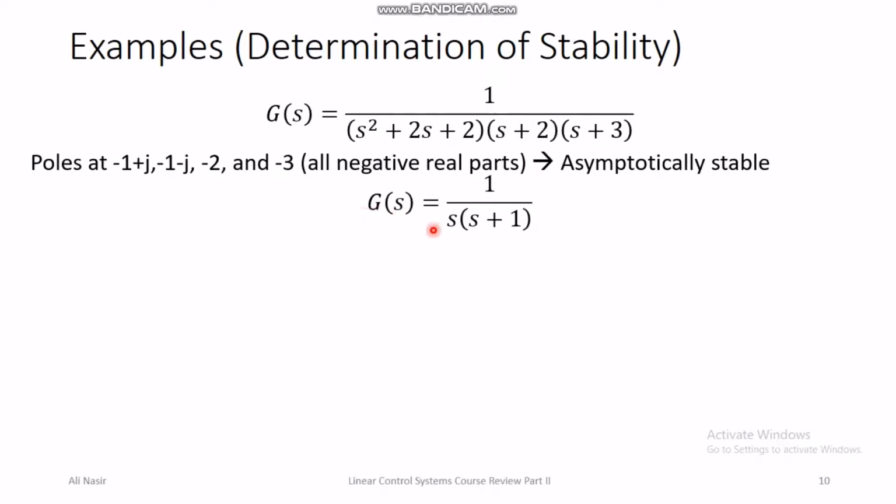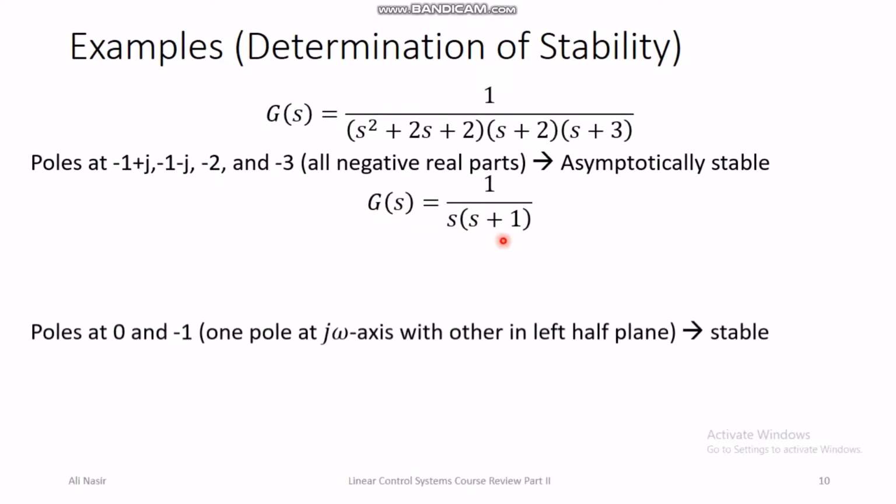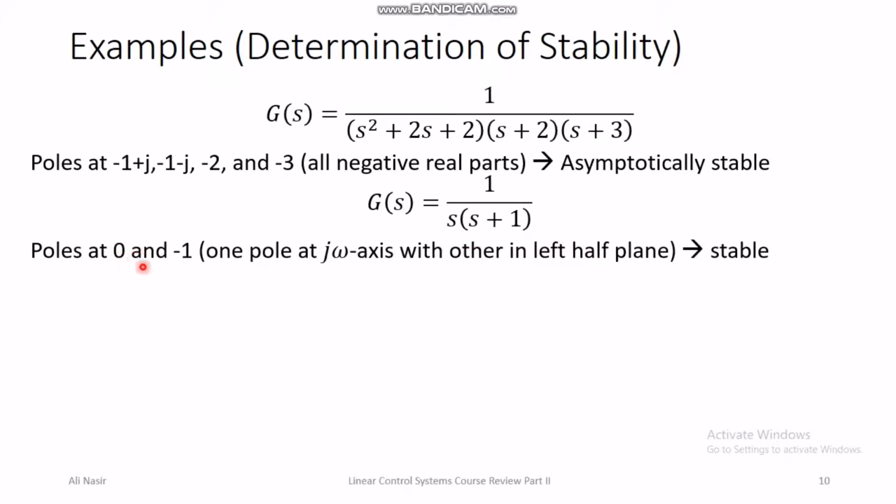Then there is another system, 1 over s times (s plus 1). This system has 2 poles. One pole is at 0 and another pole is at -1. The pole at 0 is on the j omega axis and the other pole is in the left half plane. So this system is not asymptotically stable, but it is simple stable in the sense of Lyapunov, because the poles are in the closed left half plane. Closed left half plane means the left half plane plus the j omega axis. If the real parts are less than or equal to 0, then the system is stable in the sense of Lyapunov. But you have to take care that there should be no repetition of poles on the j omega axis.